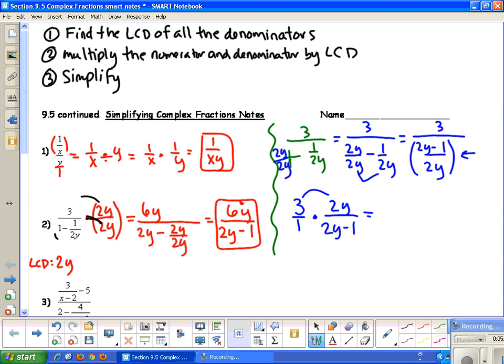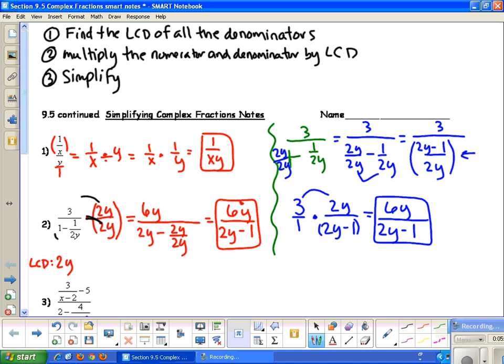So numerator times numerator gives me 6y over, and then denominator times denominator, so all of this times 1 is just the same thing, so 2y minus 1. And again, we can't simplify anything, so this would be my solution. Notice that we got the same answer.